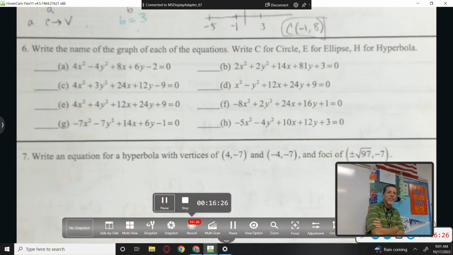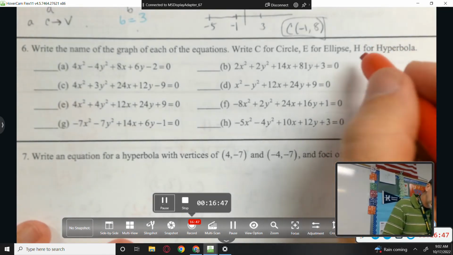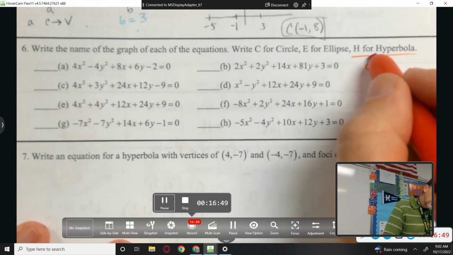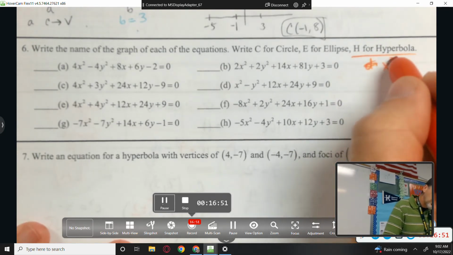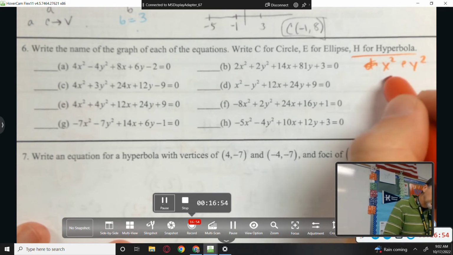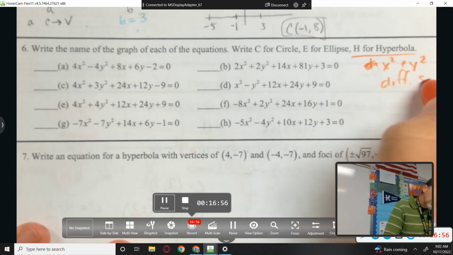Number 6. This one's going to go a little bit quicker if we know what we're looking for. Write the name of the graph of each equation. C for circle, E for ellipse, H for hyperbola. Which do you think will be the easiest to spot? Why do you say that? I agree with you. They have different signs. Different signs for what? The square terms. Good. So let's see. X squared and y squared would have different signs.